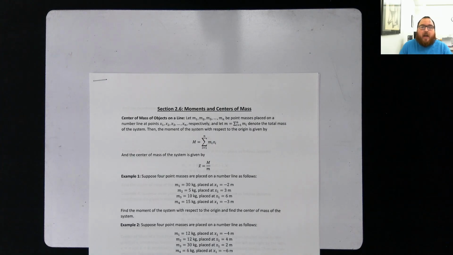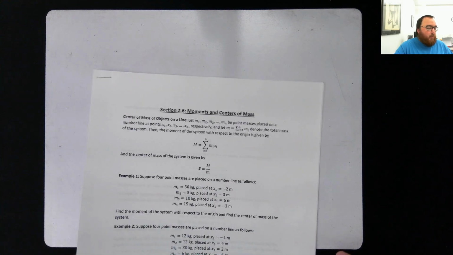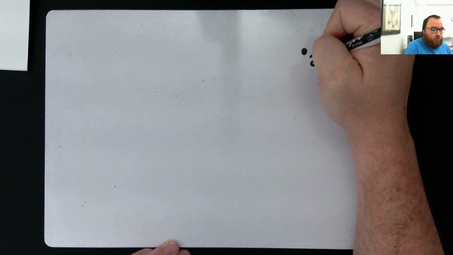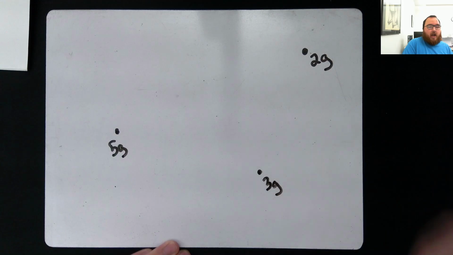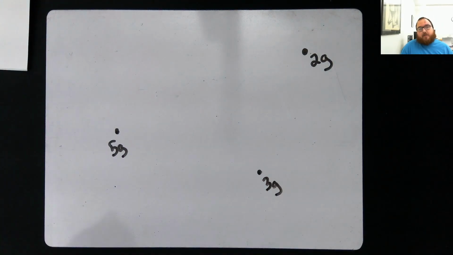Basically, if I have a bunch of points, and each point has a mass, I'm going to want to learn where the center of that is, okay? Because, for example, on this whiteboard, I'm going to put a bunch of points here. Let's say this one is 2 grams. This point is 5 grams. This point over here is 3 grams. I want to know where the middle of all of that is. And that is what we are going to learn today.